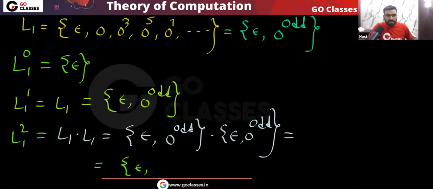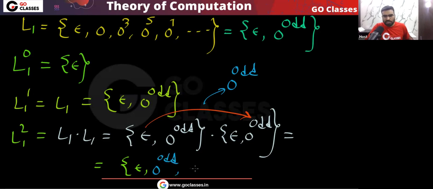Next, can you get 0? Yes. From here you can get 0 power odd. Notice, from here you can get all the 0 power odd. Do you agree? If you take the empty string with this one, then it will give you 0 power odd. So all the 0 power odd you can easily get: 0 power 1, 0 power 3, 0 power 5, everything you can get.